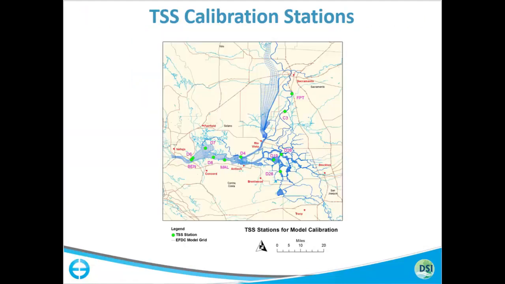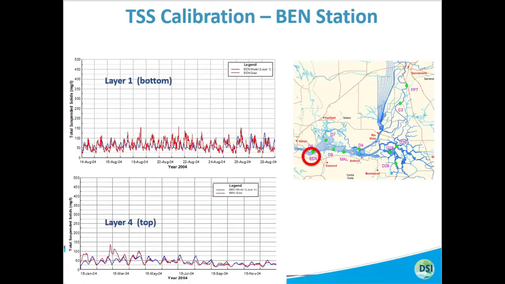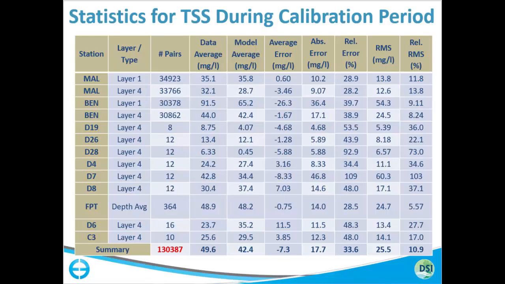For this model, the TSS was calibrated at several stations. I'll show you the result for one station. So this is a Bend station here near the coast, near the coastal boundary, and here the calibration results are plotted for layer 1 and layer 4. So this model had 4 layers in the vertical direction, so the top layer was 4, and overall the calibration was satisfactory. You can see statistics that was created using EE.